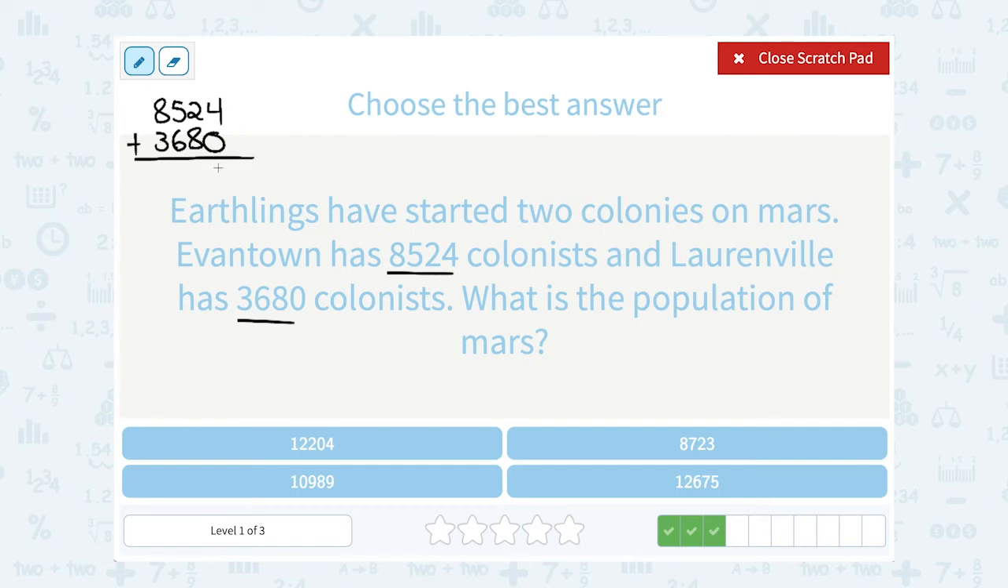Okay, 4 plus 0 is 4. 2 plus 8 is 10, so 0, carry the 1. 5 and 6 is 11, plus the extra 1 makes it 12, so 2, carry the 1. 8 and 3 is 11, plus the extra 1 makes it 12. So there's 12,204 people on Mars.